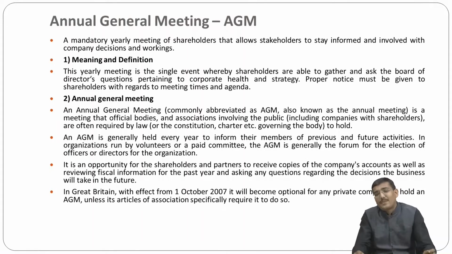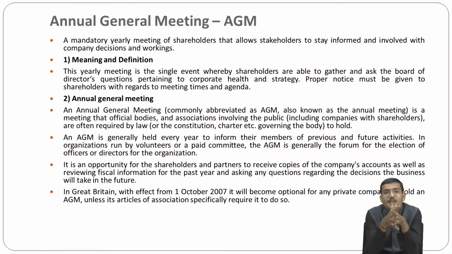So the next topic, my dear friends, is the annual general meeting: a mandatory yearly meeting of shareholders that allows the stakeholders to stay informed and involved with the company's decisions and working. So first, let us define the meaning and definition.